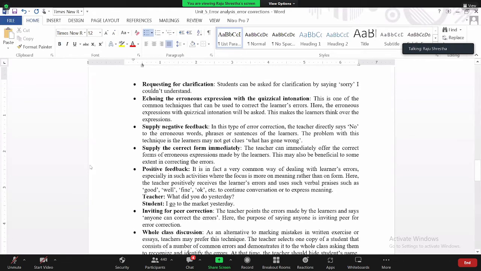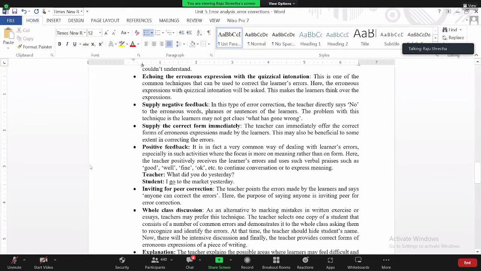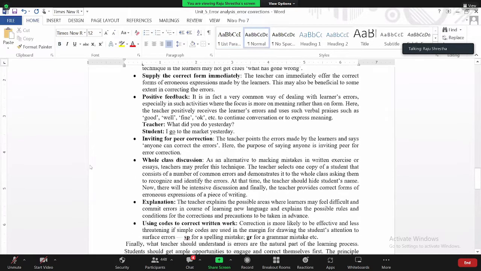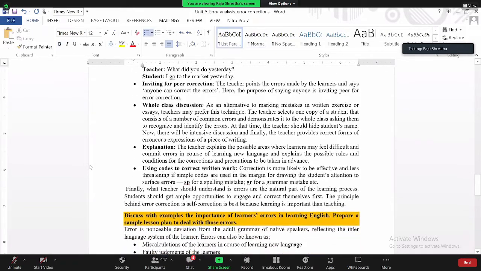So, whole class discussion, I already said that, we can pick up or select a particular piece of writing which contains many errors. Then we can hide the name of the student and demonstrate the piece of writing. Then students observe and identify errors, and then they discuss in the whole class what is wrong, what is right. Explanation, you understand.